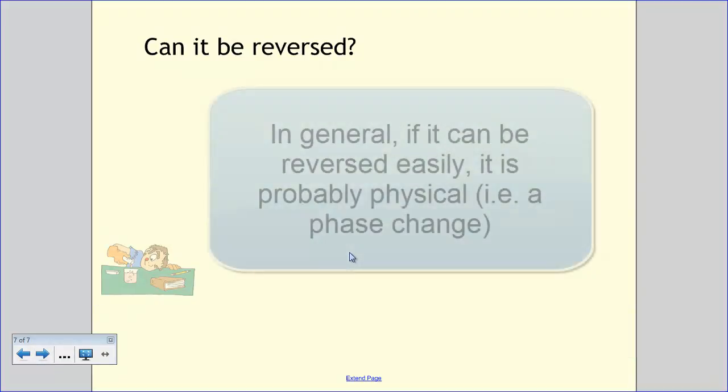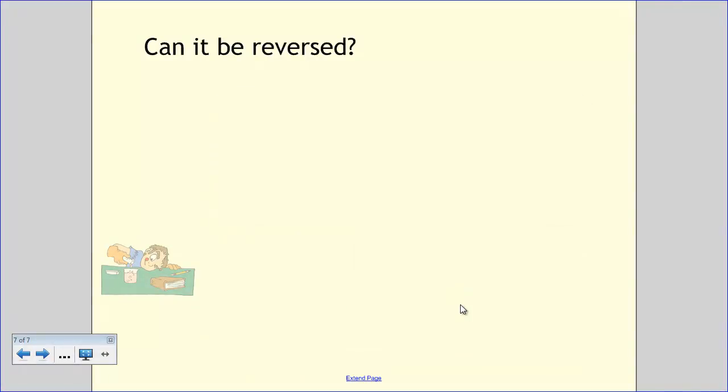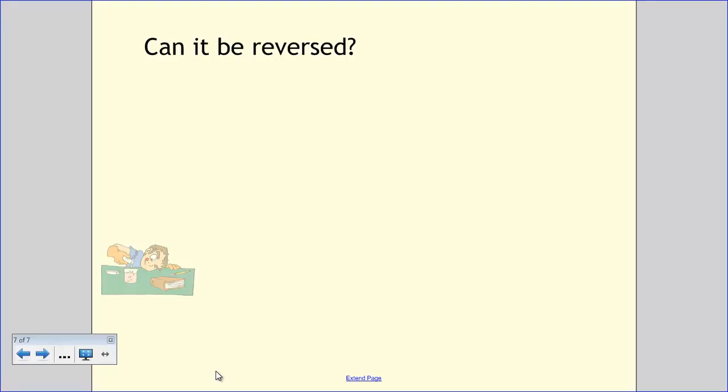If you're looking at a bunch of stuff and it's asking you if it's a chemical or physical change, one of the easiest ways to tell is that if you can reverse it relatively easily, then it's probably a physical change. This is particularly true for the phase changes. Remember, we're melting ice cubes, and then at the end, we could freeze the water from those and make new ice cubes, turning it back to solid. That would be reversing the change. And that's pretty common for a lot of physical changes.